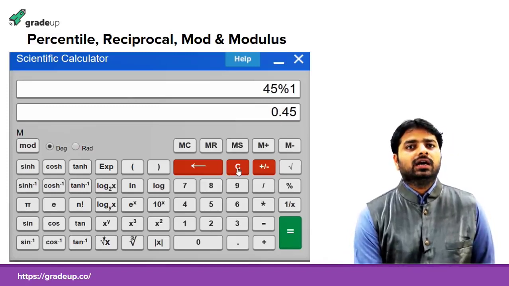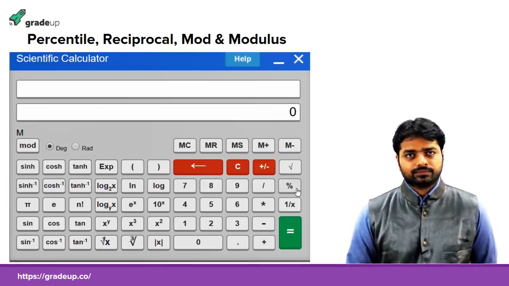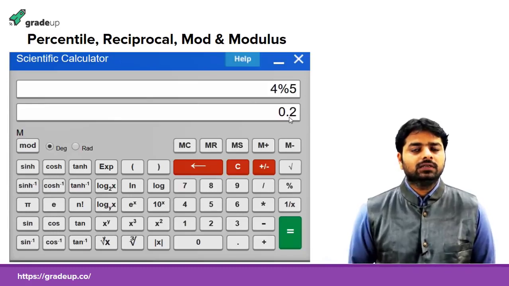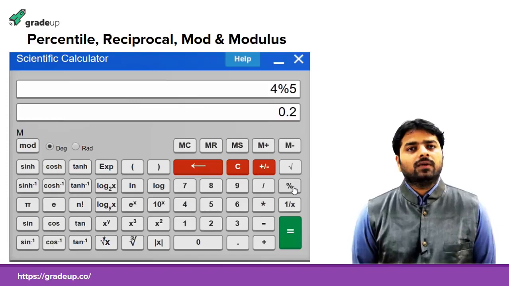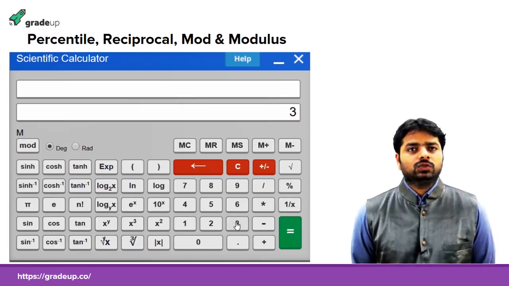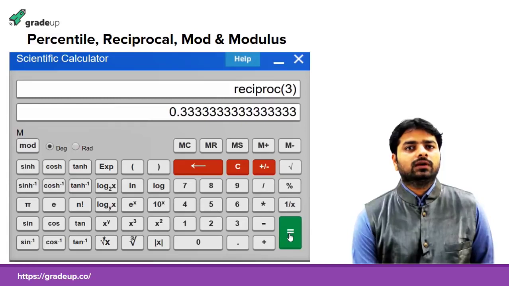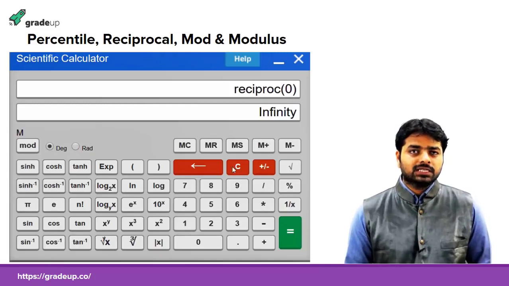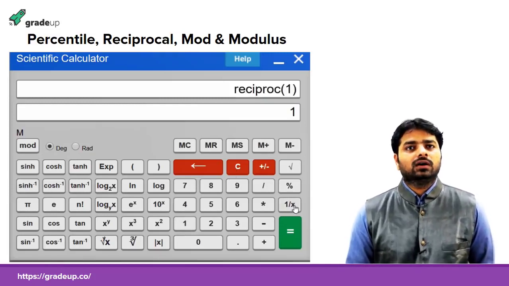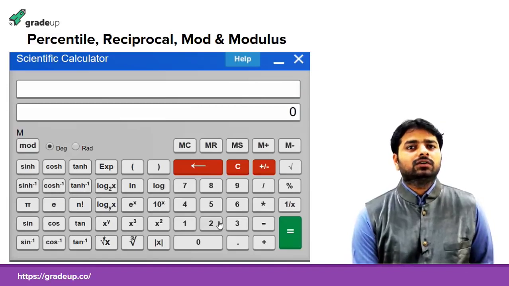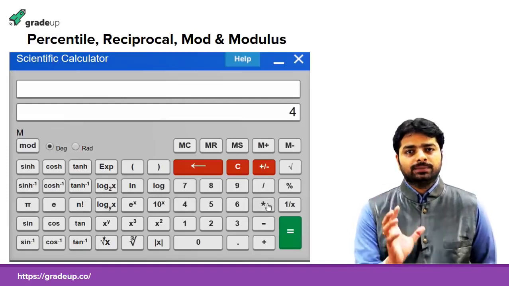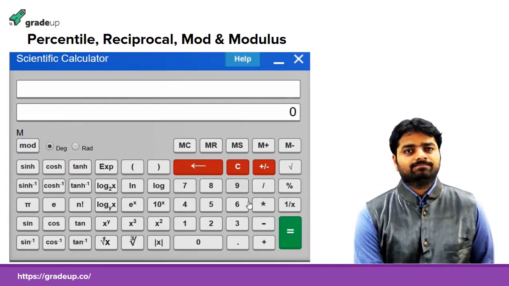So that's a percentile. And next we see reciprocal. I think that you know it, 4 percentile 5 is 4 into 5 by 100. Now let me start with the reciprocal of a number. So what is the reciprocal of a number? Enter a number, say 3, and press 1 by x, that means 1 by 3. Then you can calculate 1 by 0, infinite. Similarly you can do 1 by 1 is 1 and 1 by 2 is 0.5. So press any number and press 1 by x, which will compute the reciprocal of a number. That's easy to calculate.